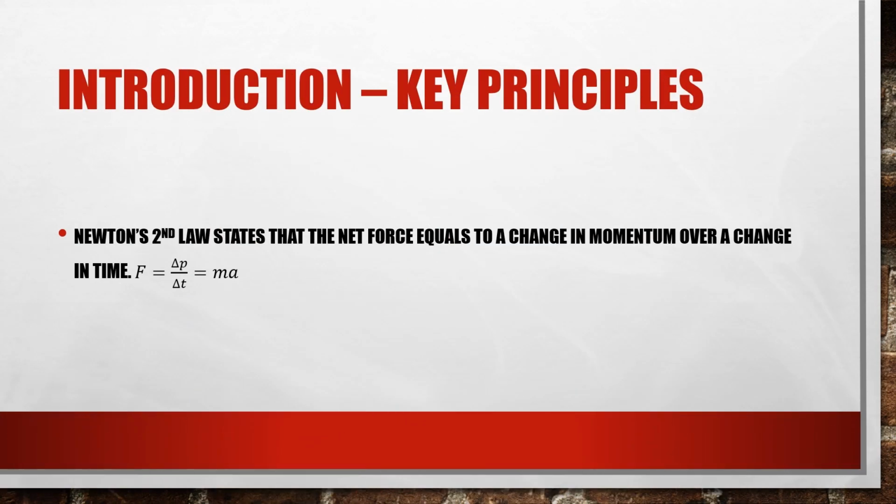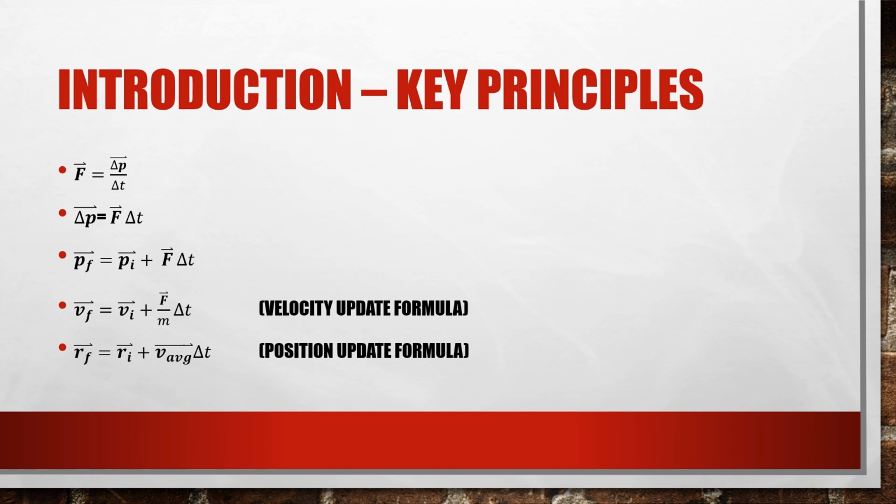Beginning with some key principles, Newton's second law states that the net force equals the change in momentum over the change in time. Newton's second law can then be used to derive the velocity update formula, where the final velocity vector is given by the initial velocity vector plus the acceleration multiplied by the discrete time step delta t. We also have the position update formula, which will be used extensively in our computational model. The position update formula shows that the final position vector is given by the initial position vector plus the average velocity vector multiplied by the time step delta t.